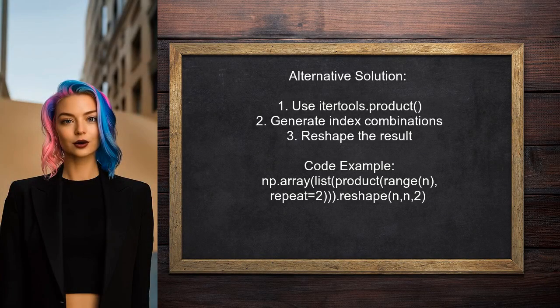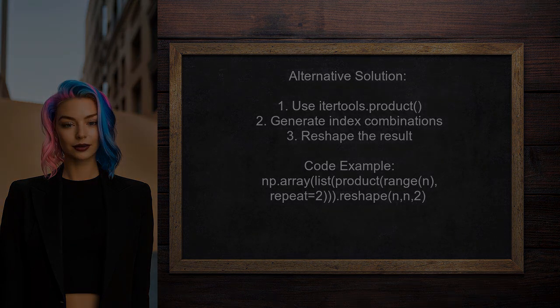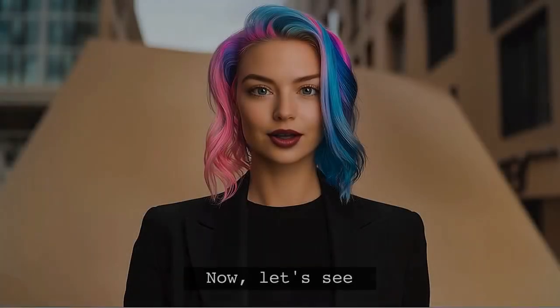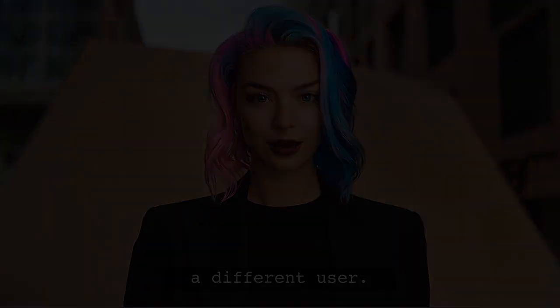An alternative solution provided by another user suggests using the product function from the itertools module. They recommend creating a 2D array of indices by generating all combinations of indices and reshaping the result. Now, let's see a response from a different user.